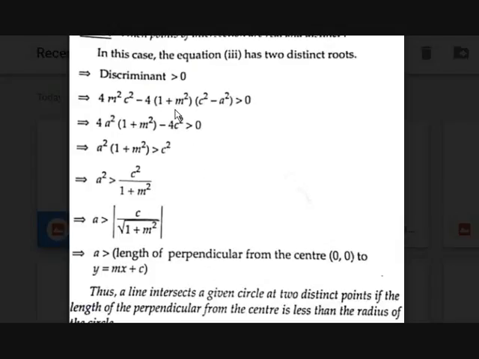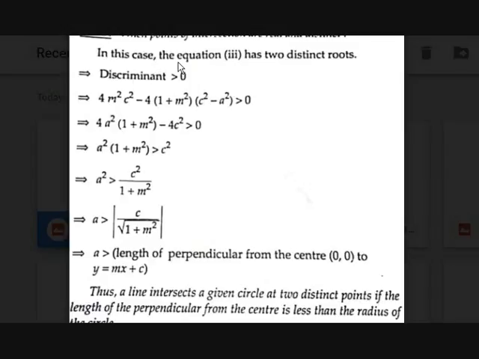Okay, first, when the points of intersection are real and distinct. As you can see here, a is greater than modulus of c by root of 1 plus m square. This equation is satisfied if the line and circle have two points of intersection. If it has two points of intersection, this equation will be satisfied. Okay, let's see how to prove that. It should have two distinct real roots, right?